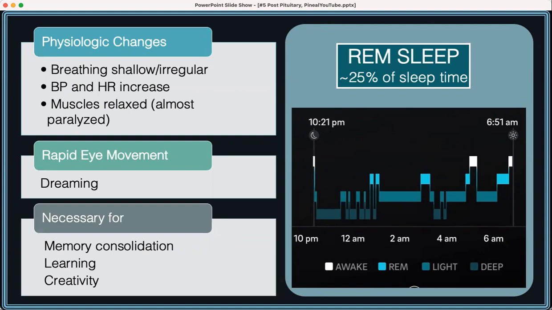And notice that during REM sleep, as shown by this lighter blue, it's happening also throughout a lot of periods of sleep. And here it's shown that the REM sleep happened just before waking at 7 a.m. So if I had set my alarm for 5 a.m., I would have missed a substantial percentage of my REM sleep.